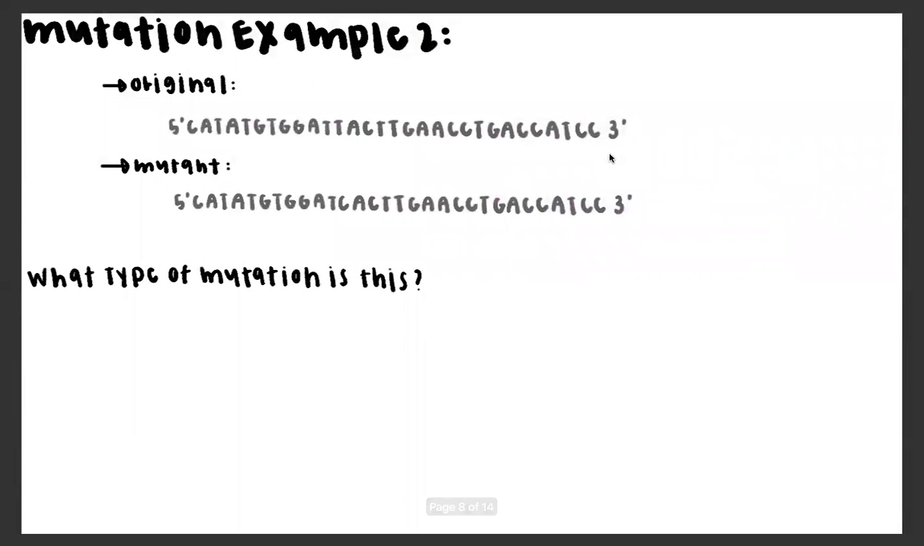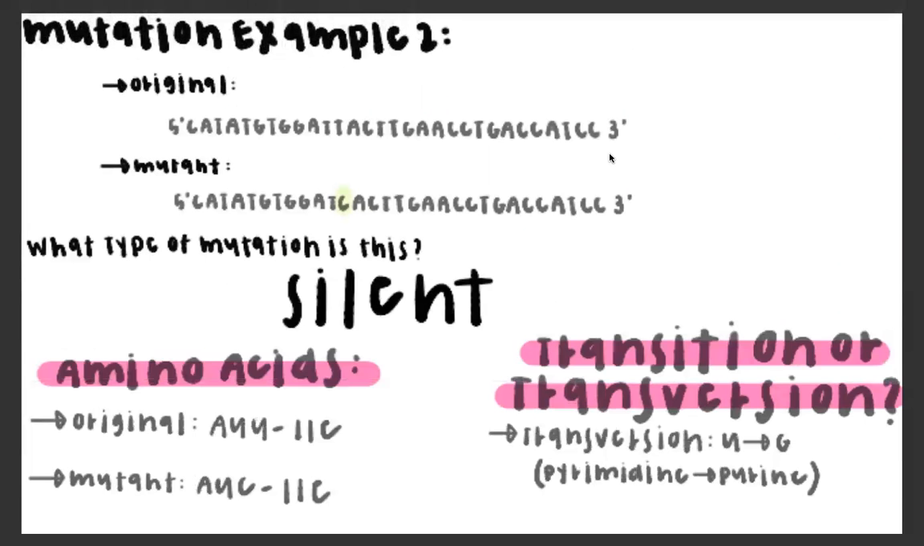Look at this example and pause the video here to figure out what type of mutation is being shown. If you said a silent mutation is being shown, you're correct. This is a silent mutation because our original DNA strand gave us the ILE codon and our mutant DNA strand gave us the ILE codon too. When your mutant DNA and original DNA code for the same amino acid, we call it a silent mutation. This is also considered a transversion mutation because we are going from a pyrimidine to a purine.